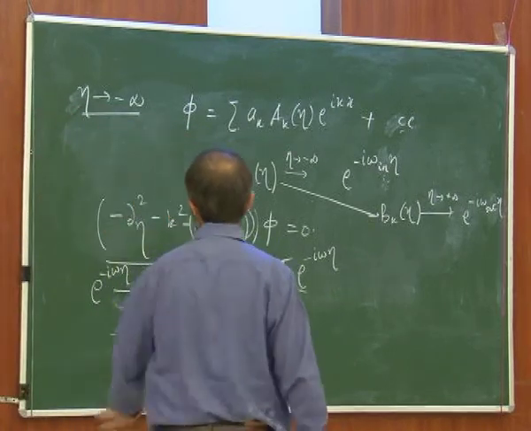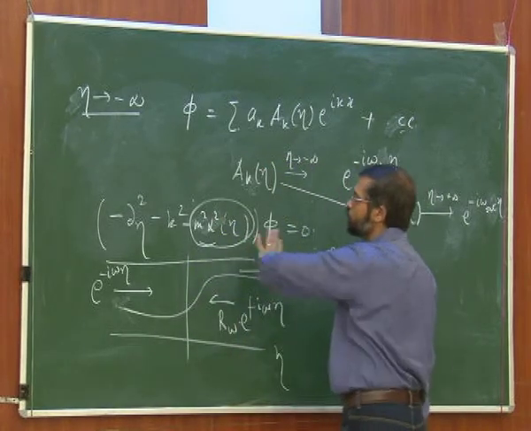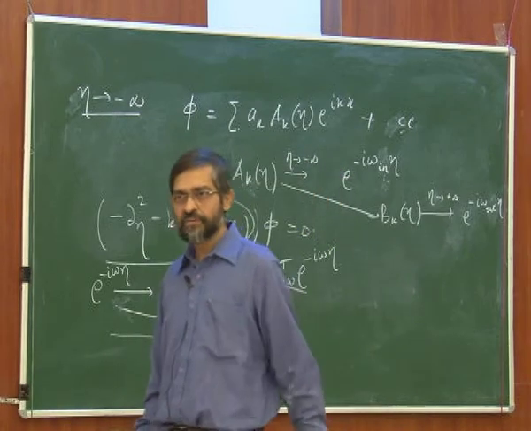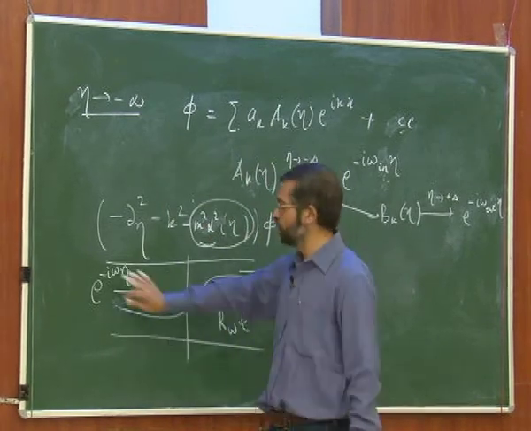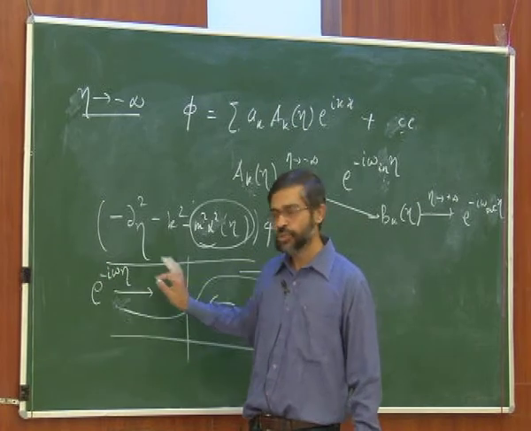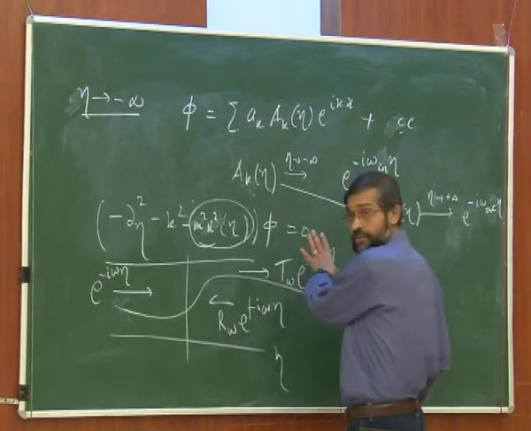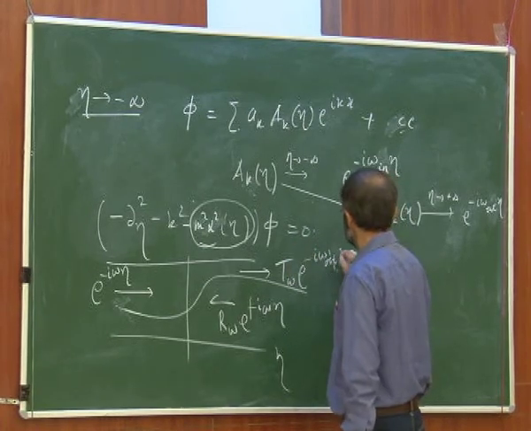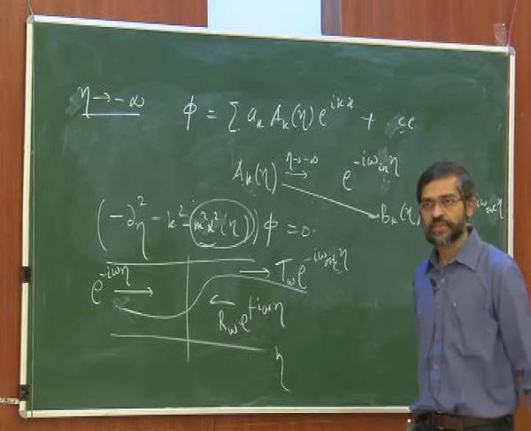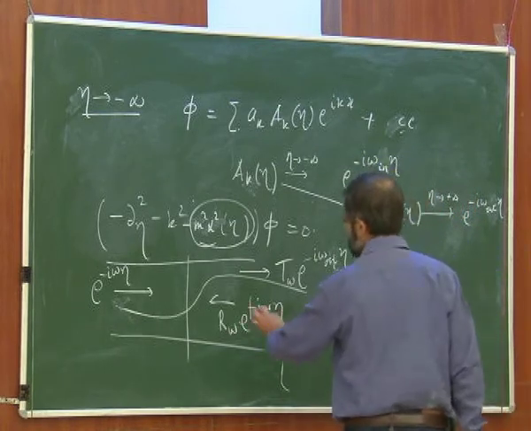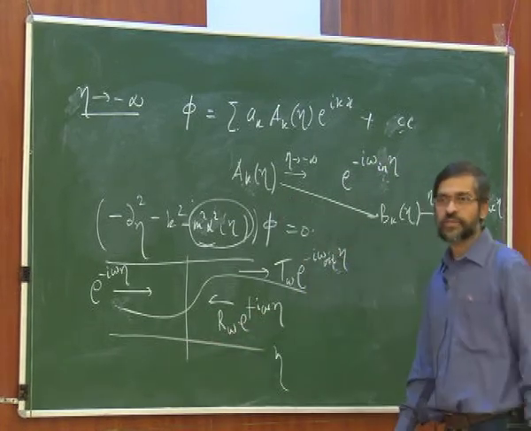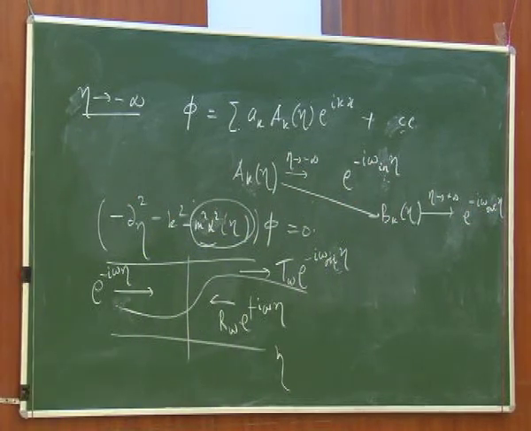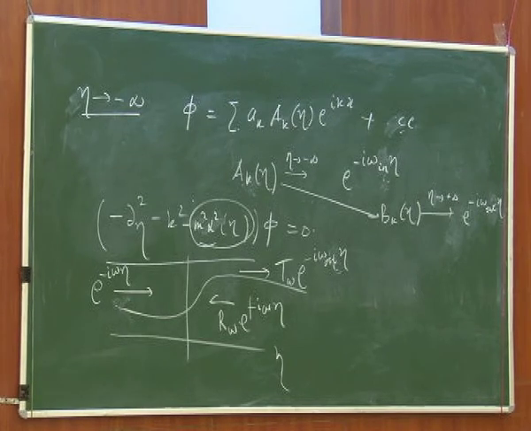In fact, you can explicitly write down the solution of this equation. There is some hypergeometric formula for these a_k(eta), which are purely positive frequency in the past. You can show that they have both positive frequency as well as negative frequency in the future. So we'll see that it's because of the existence of this reflection that mode mixing happens and the vacua are actually different.